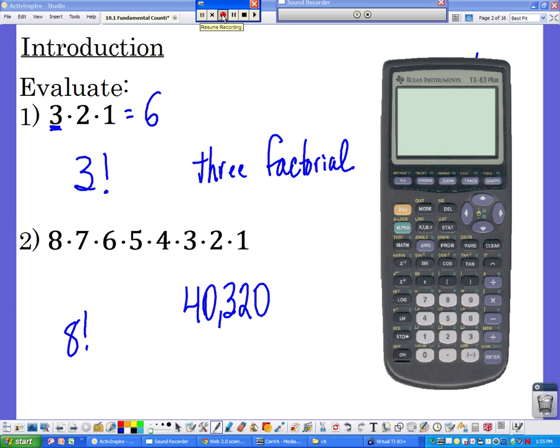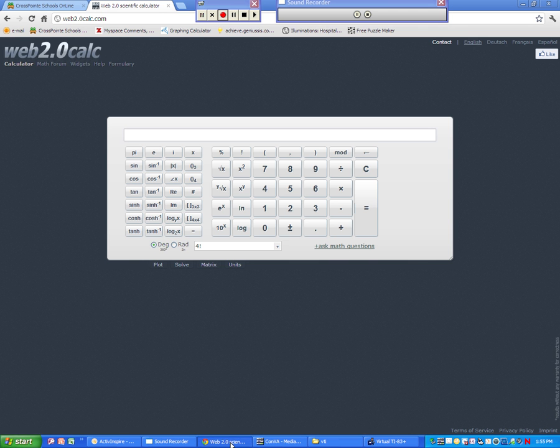If I use this scientific calculator, all my buttons are under math, and then I go over to PRB. Depending on your calculator style, they'll be in different spots. You type in 3, then get your PRB button, which in this case is the 4, so it looks like 3 factorial. Hit enter, and I get my 6. If you're using the website scientific calculator, you simply type in 3, and your factorial button is right here. Up here you notice it says 3 factorial. Hit enter, and you get an answer of 6.